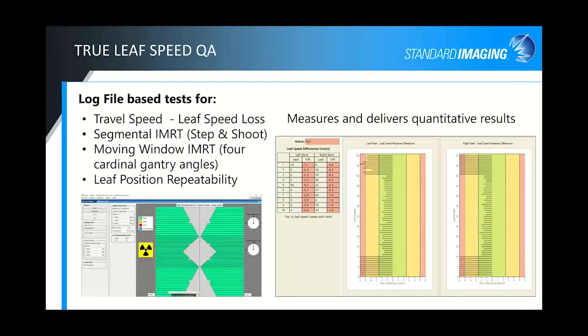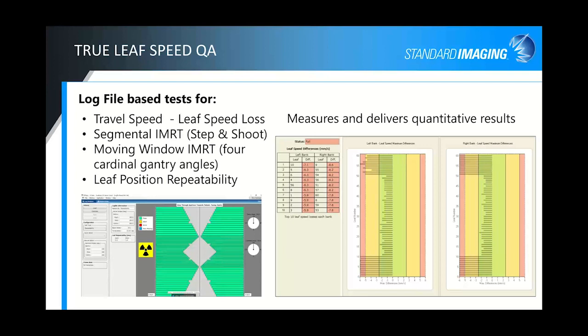Our leaf speed, we do a true leaf speed. It's not an average. We actually go in and look at the log files, and instead of choosing just a dosimetric average and then calculating an average speed, we actually go in and look at each individual leaf within the system, something that's pretty unique to PIPSpro.